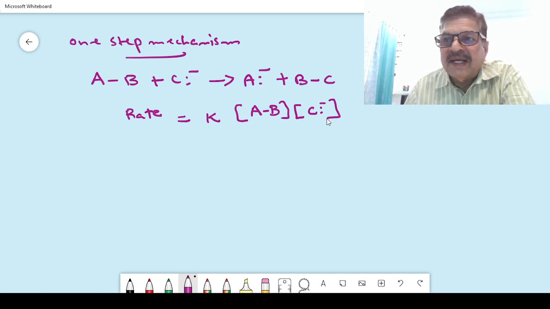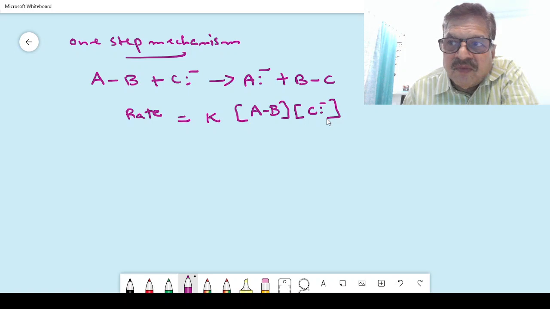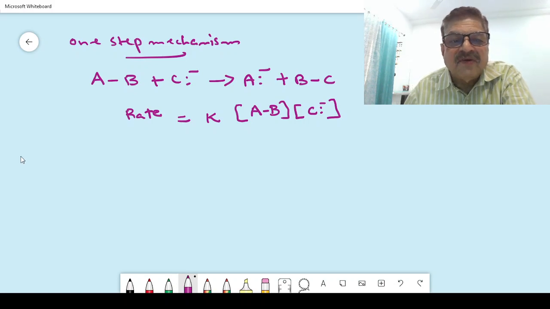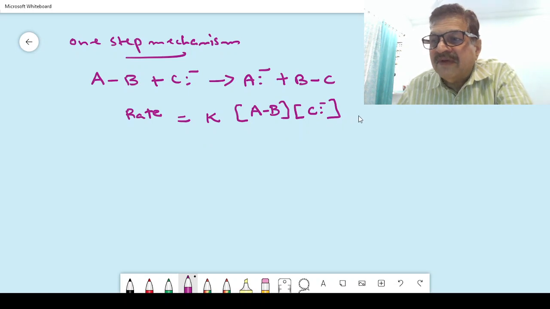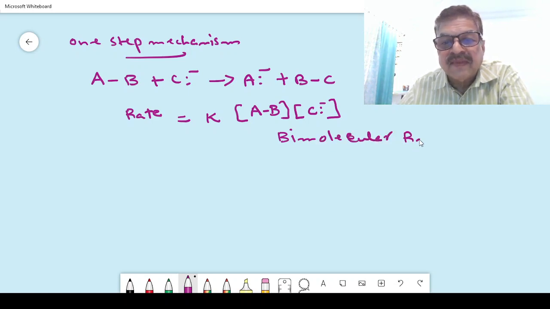So in the one-step mechanism here, both reactants appear in the transition state. Both reactants are involved in the one-step mechanism. Therefore, the concentrations of both the reactants determine the reaction rate here. So rate is equal to K, that is the rate constant, into the concentrations of AB and C minus here. Now, it is a bimolecular reaction. It is known as a bimolecular reaction here.